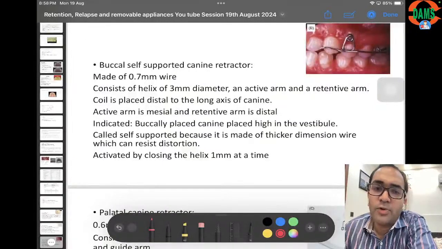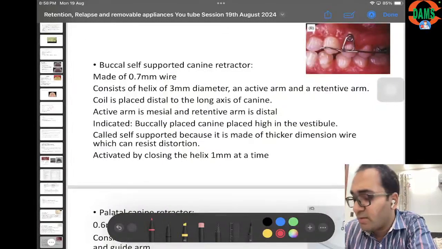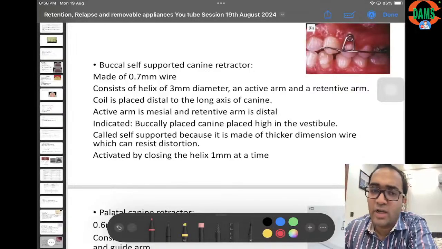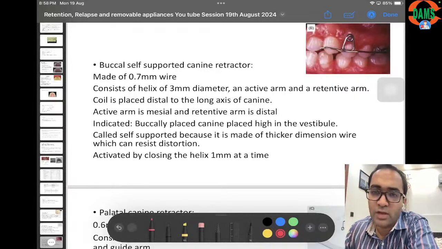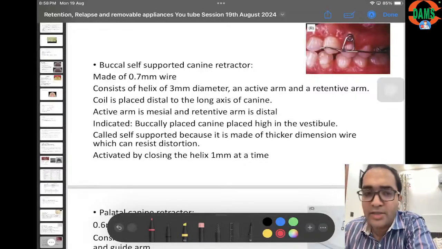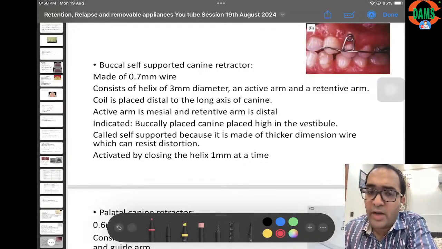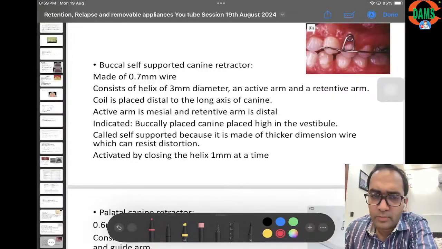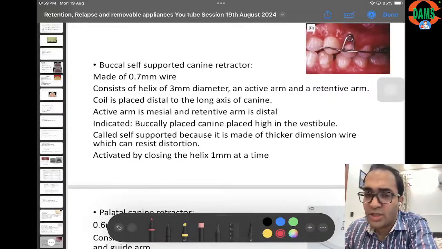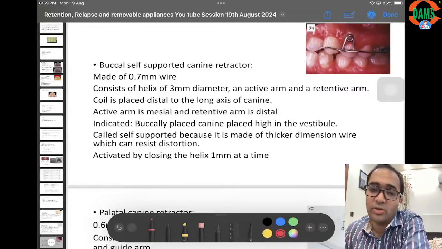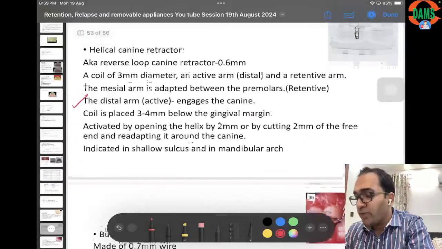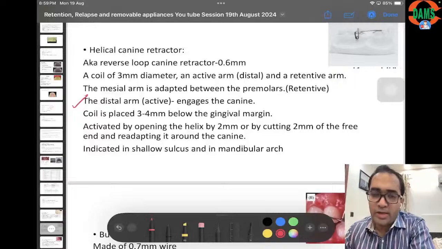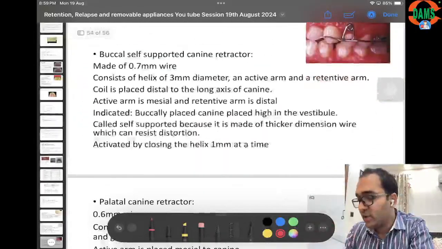Next is the buccal self-supported canine retractor, made of 0.7 mm wire, consisting of a helix of 3 mm diameter with an active and a retentive arm. The coil is placed distal to the long axis of the canine, the active arm is mesial and the retentive arm is distal. It is indicated in buccally placed canines or highly placed canines in the vestibule. Why is it called self-supported? Because it is made of a thicker wire which can resist distortion. It is activated by closing the helix. The helical canine retractor was activated by opening the helix, and this is activated by closing the helix.